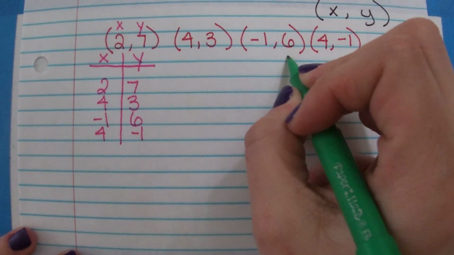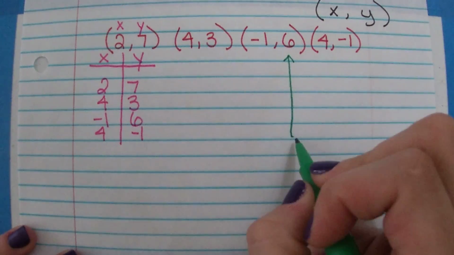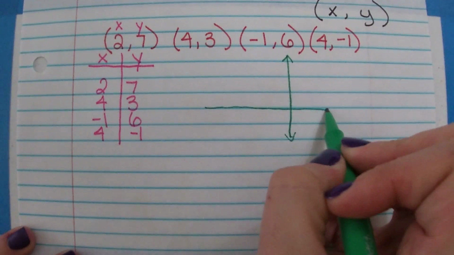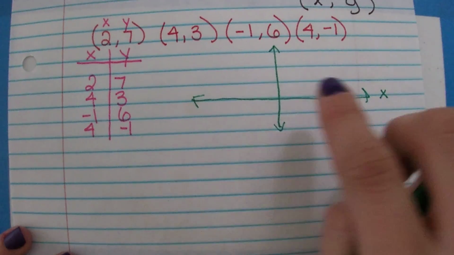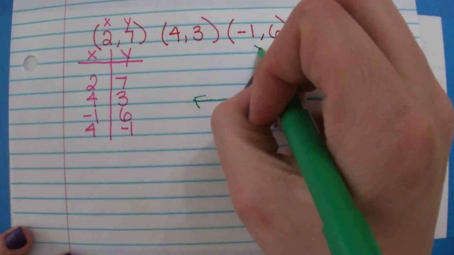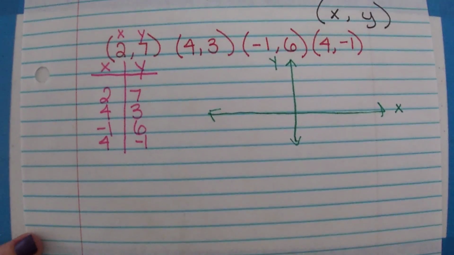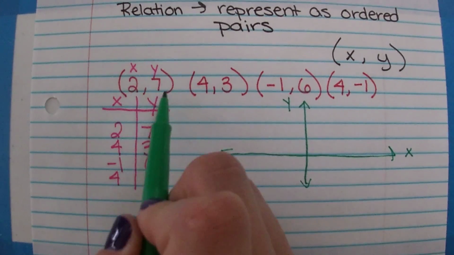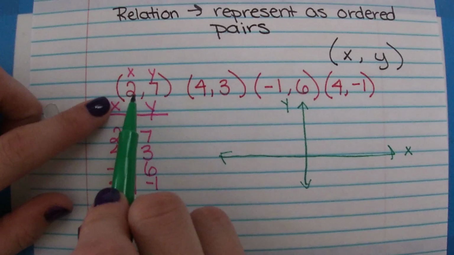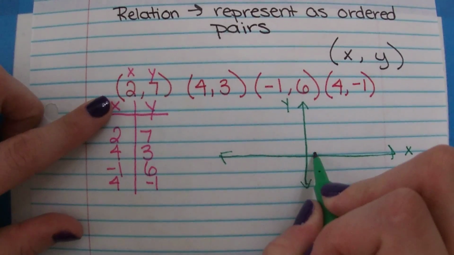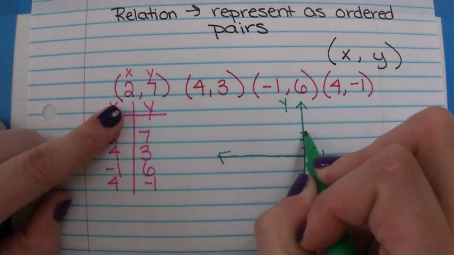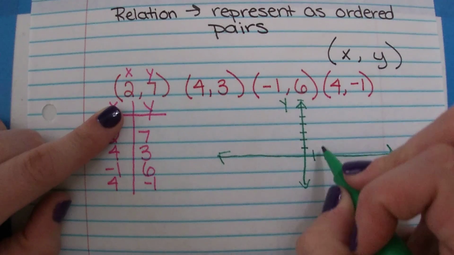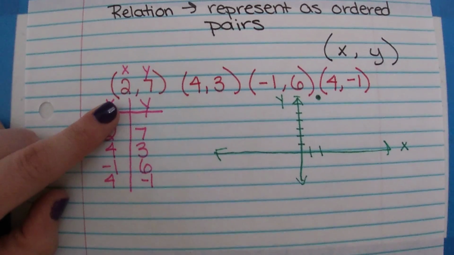A third representation that we can use is plotting points on the coordinate plane. This is something we should be able to do. However, if it's something that you're not super great with, I'm going to give you a couple reminders here. On a coordinate plane, your x-axis is your horizontal. Your y-axis is your vertical. Again, an ordered pair is always x first, y second. So if I want to plot 2, 7, I'm always going to go on my x-axis to 2 first, and then on my y-axis to 7 second, and I'll just make a point there.